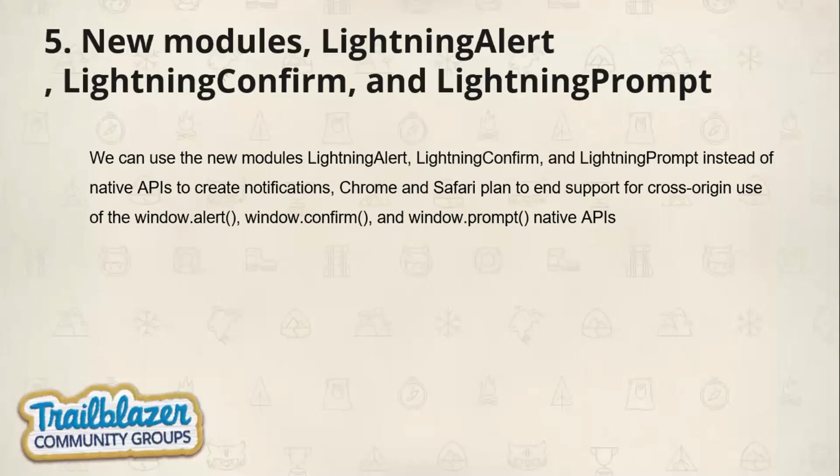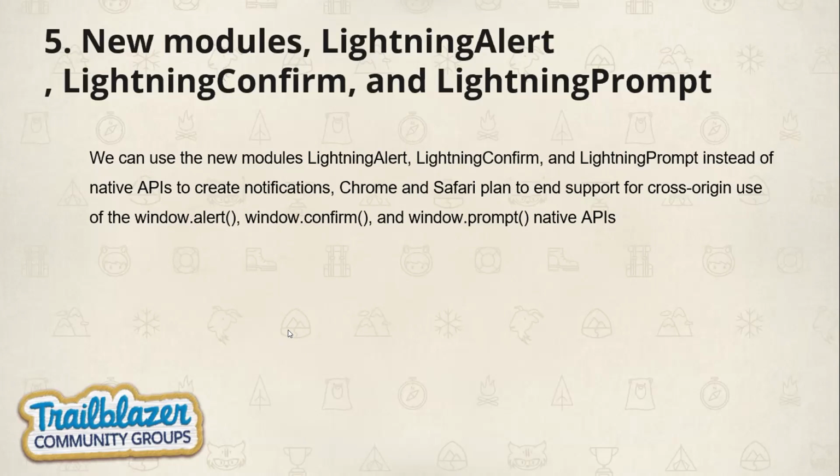The next slide will be explained by Rohit. Here you can see we have new modules called lightning alert, lightning confirm, and lightning prompt. As you know very well, in our browser we have lots of functionality in the console, like console.log, window.confirm, or window.prompt. So we can perform these kinds of methods in the browser. But in LWC we can use the lightning alert, lightning confirm, and lightning prompt modules instead of native APIs to create notifications in Chrome and Safari.